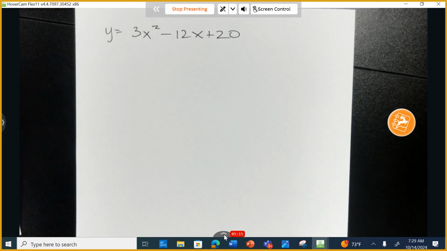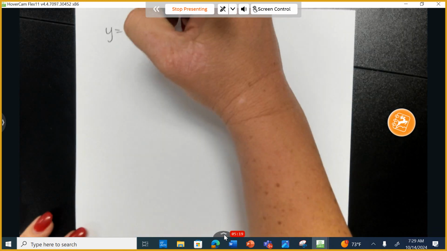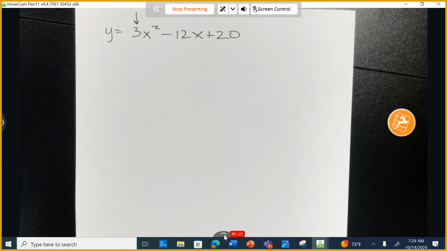Example number 2 is just slightly different than example number 1, and that's because notice that the leading coefficient, or what we call the a value, in this case is not a 1. So it takes just a little more work, and we've got to be cognizant of this number as we work through this problem. So the first thing I'm going to do is just like our previous example.